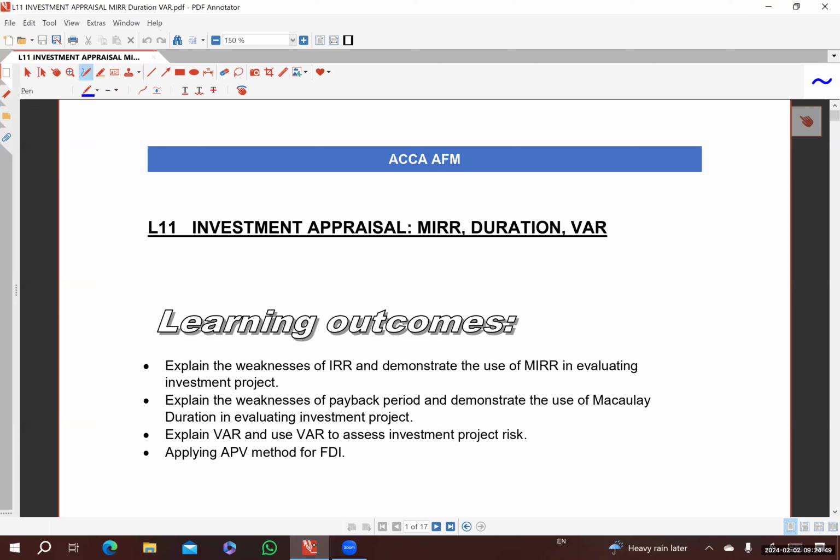So now we come to three small techniques, but they can also be tested sometimes: MIRR, duration, and VAR. Each of these techniques deals with the problems of some of the basic techniques that you have learned in the previous lectures or in FM, the lower level. So we look at what each of these is and how it solves some of the basic techniques' problems.